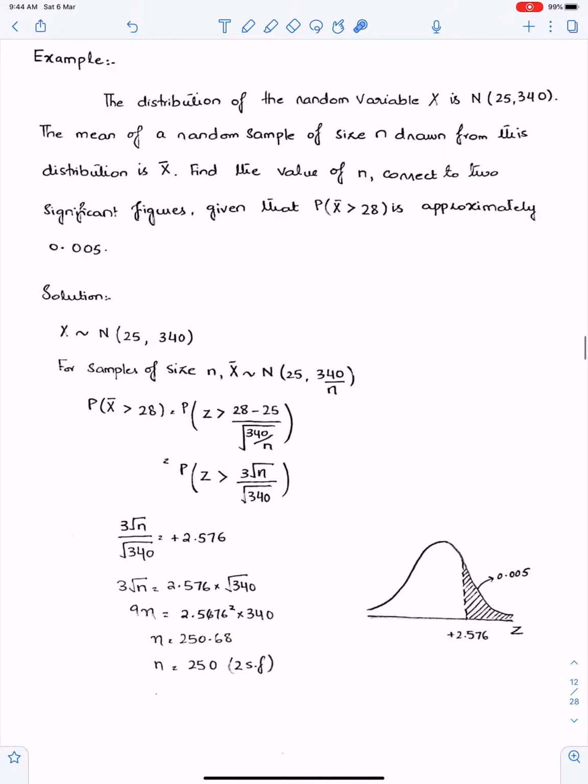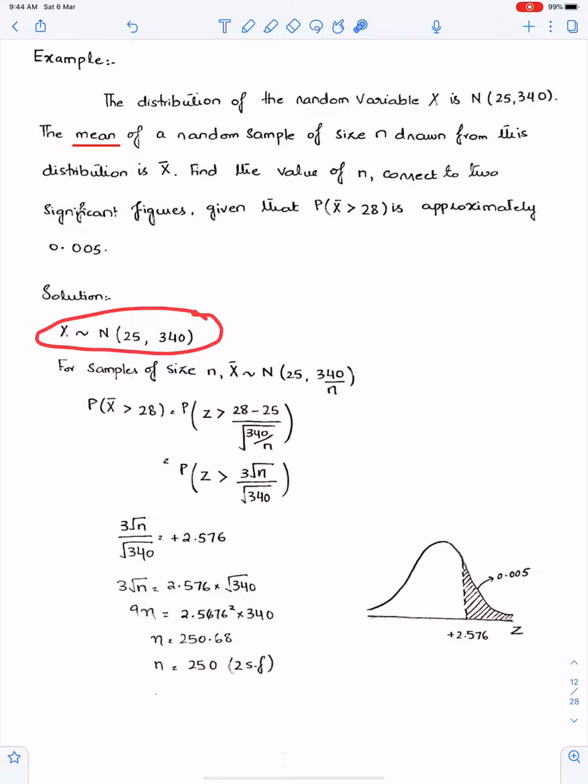Example. The distribution of the random variable x is this. See, population is normal and variance is known. The mean, now this is very important. The mean of a random sample of size n drawn from this distribution is x bar. Find the value of n correct to two significant figures, given that the probability x bar greater than 28 is approximately this. So this question is very important.